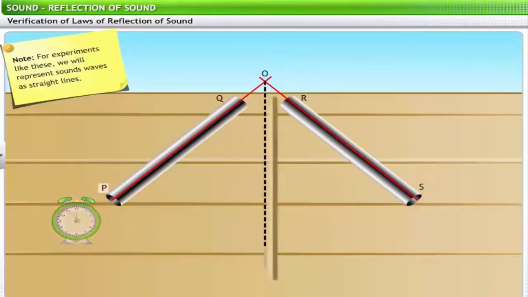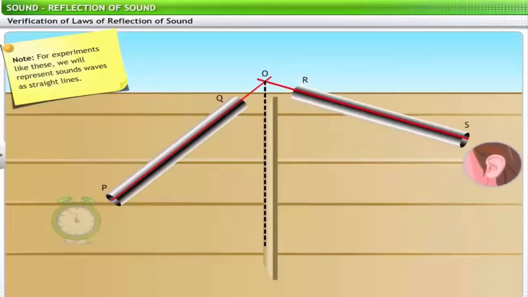Finally, keep a cardboard vertically in between the pipes, so that the sound of the clock at P cannot be heard directly at the end S of the pipe RS. Now we try to hear the sound of the clock from the end S of the pipe RS. The angle of the pipe RS can be changed by tilting it in a horizontal plane about the point O.